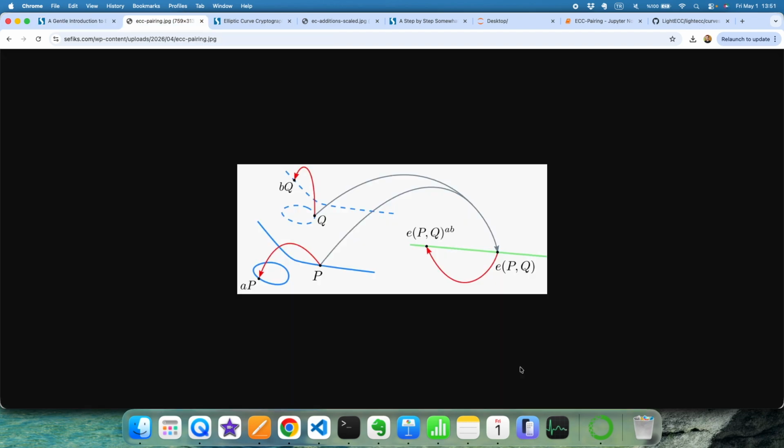So what is a pairing? In a high-level definition, a pairing is a special mathematical function that takes two elliptic curve points. Here A times P and B times Q are two elliptic curve points. These two elliptic curve points are going to be mapped into a new mathematical space on the right-hand side, which is called another finite field.